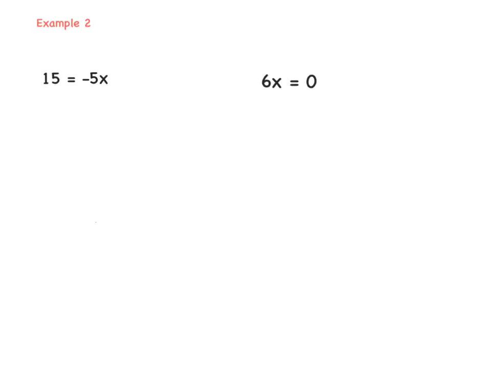Okay, now we have example number 2, and the first one is 15 equals minus 5x. And the equation is written in the opposite direction, but it doesn't matter, okay? Still, minus 5x equals 15. So if you wish, we can swap it, or you can just leave it as it is. We can write down minus 5x equals 15.